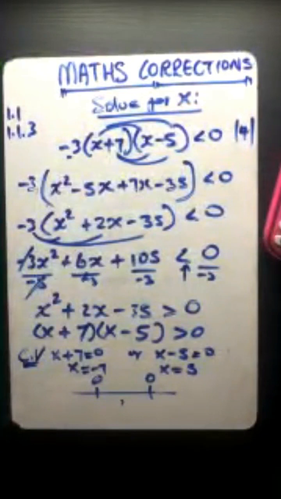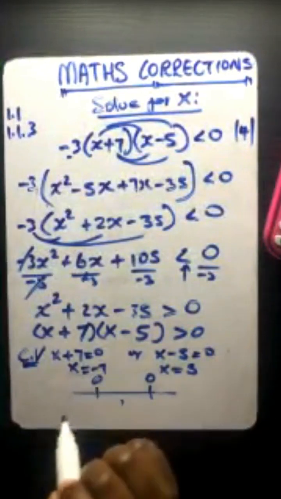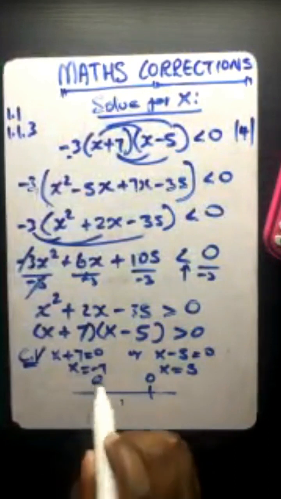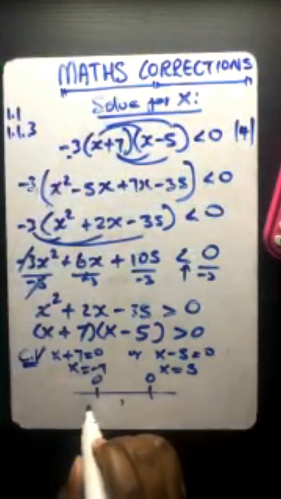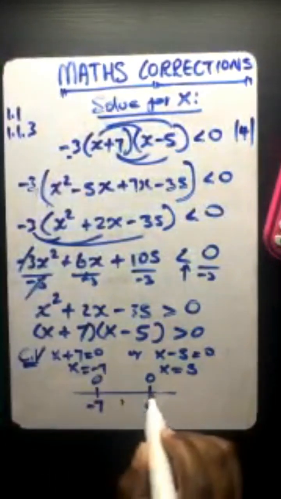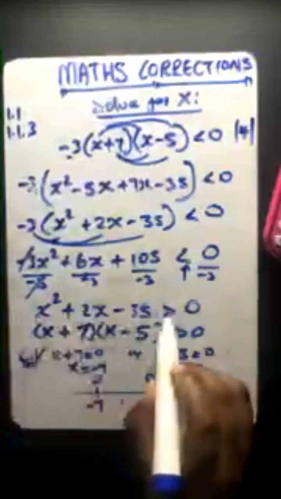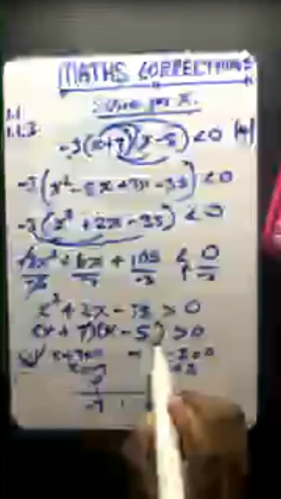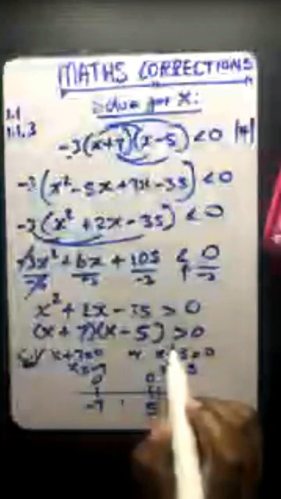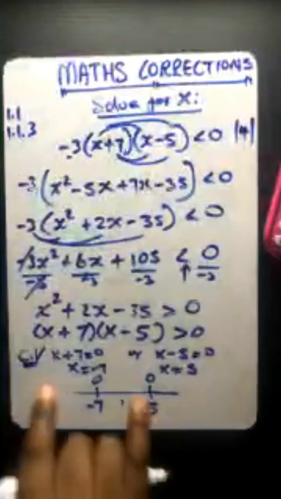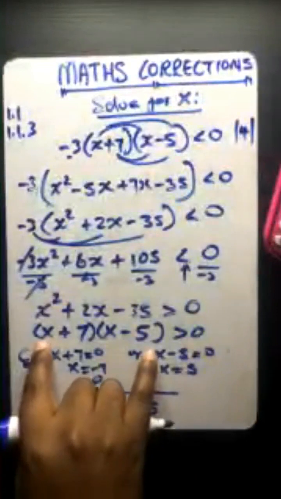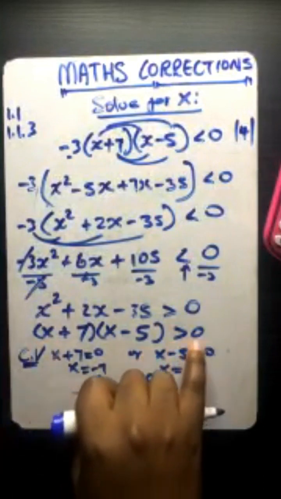This is how you work it out. You say, now that you've got your critical values, the first one being -7 and then the other one being 5, this or that, it's actually saying: for which values of x are we having a greater than 0?